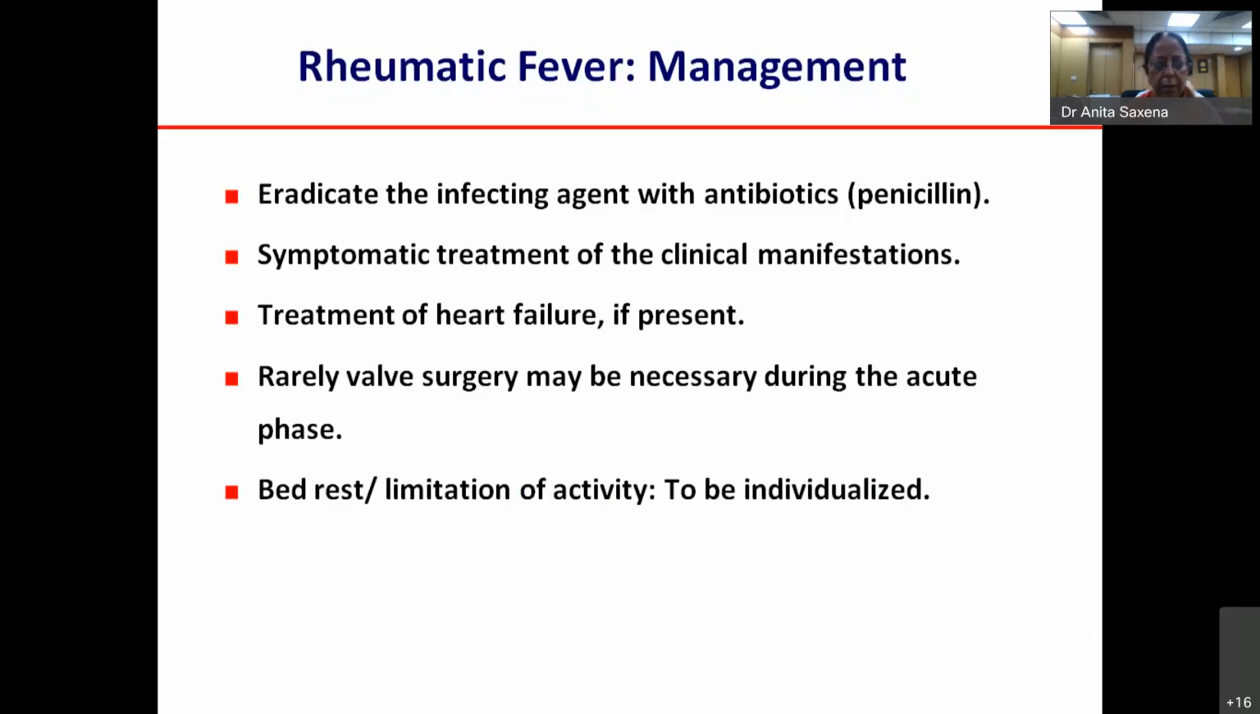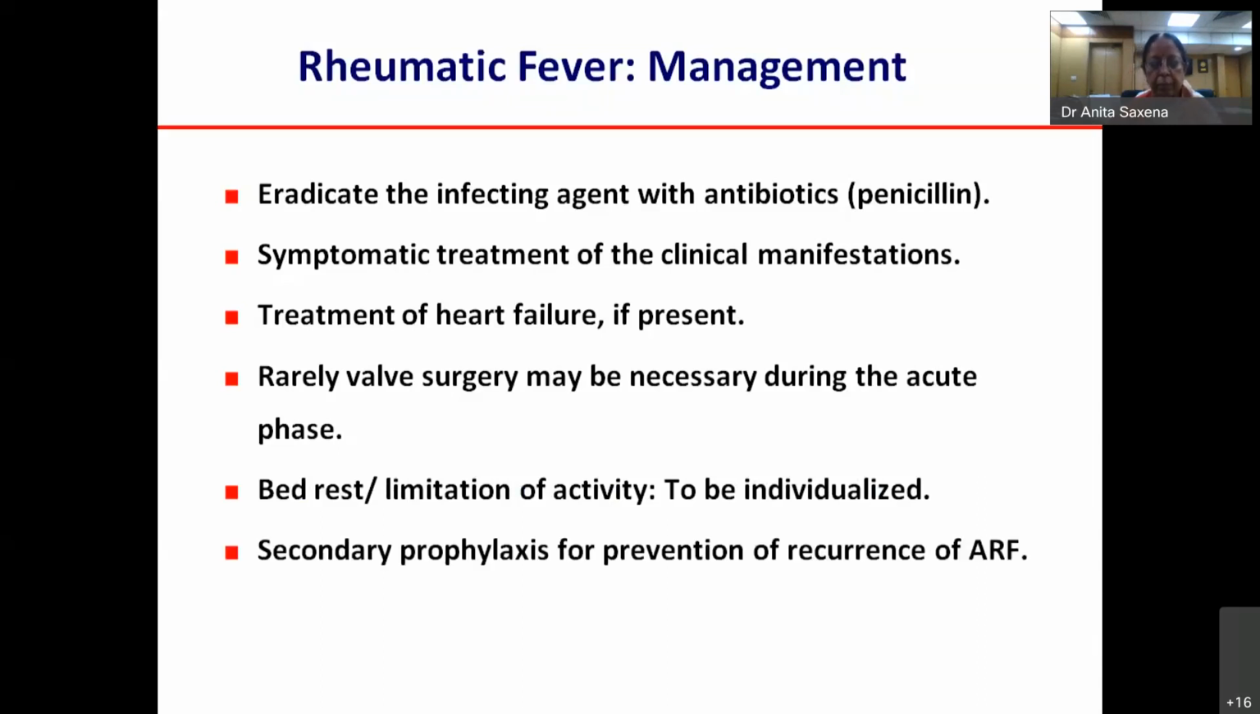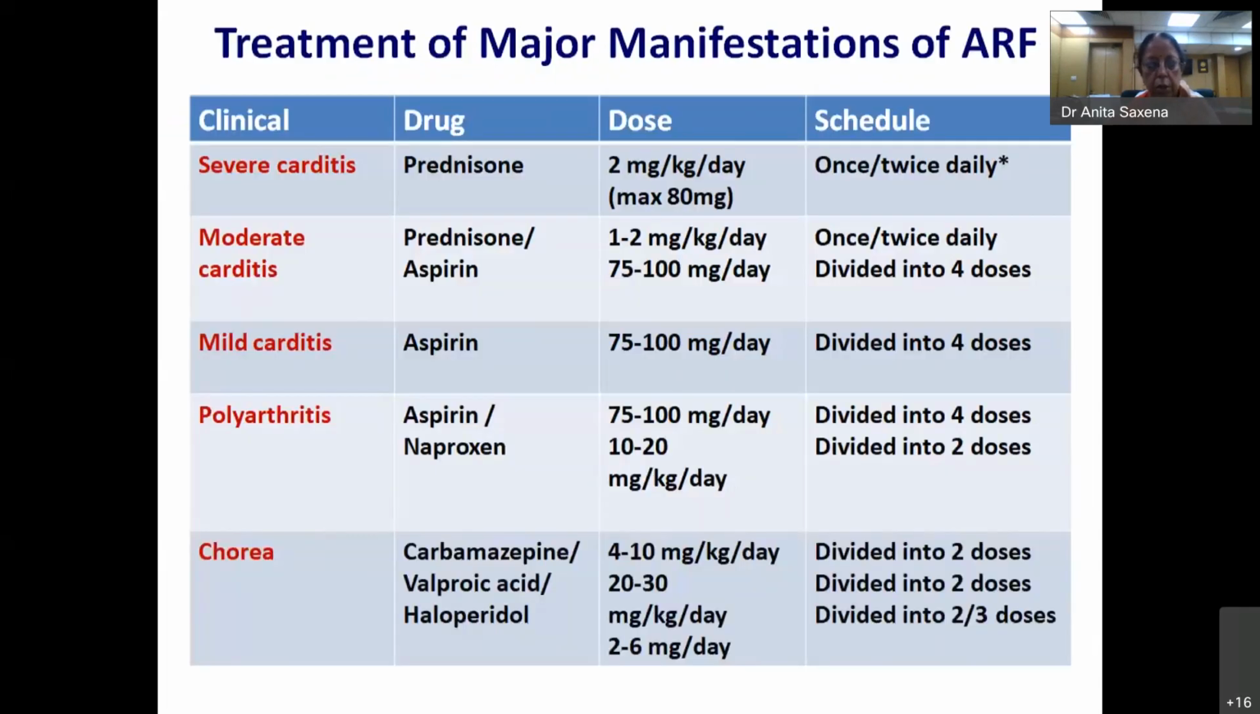Again, regarding bed rest, limitation of activity, we need to individualize. But generally, I would tell my patients, especially those who are in failure, not to exert much. Maybe not bed bound, but house bound. Do not go out to play. Secondary prophylaxis with penicillin is always to be recommended for all these patients. And these are some of the treatment or the drugs that we use.